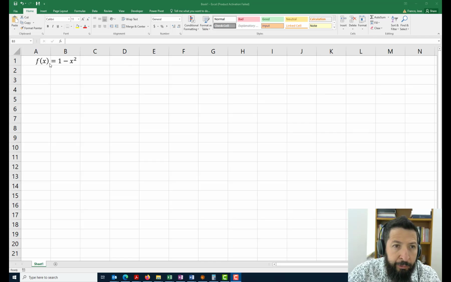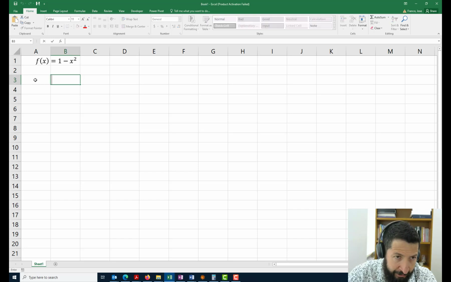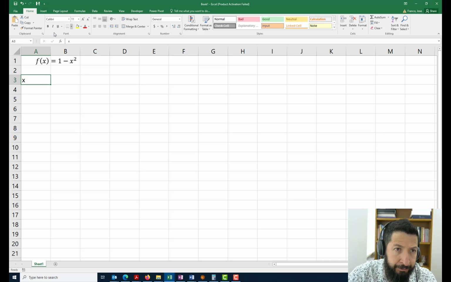All right, so remember we were going to integrate this, or approximate the integral, with the midpoint formula between 0 and 1. So I'm going to start with my x coordinates, so I'll put them here.